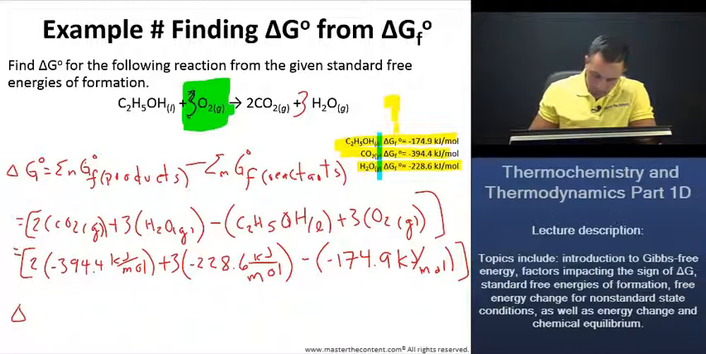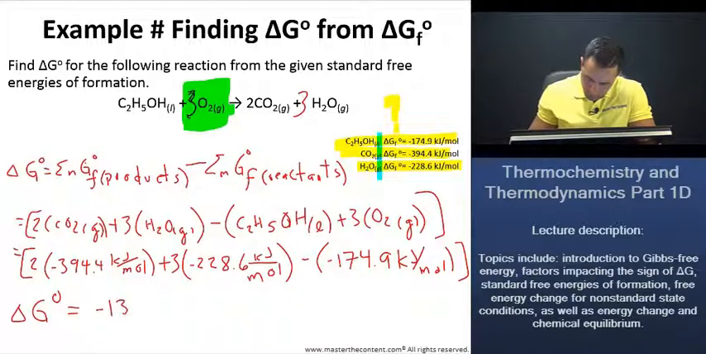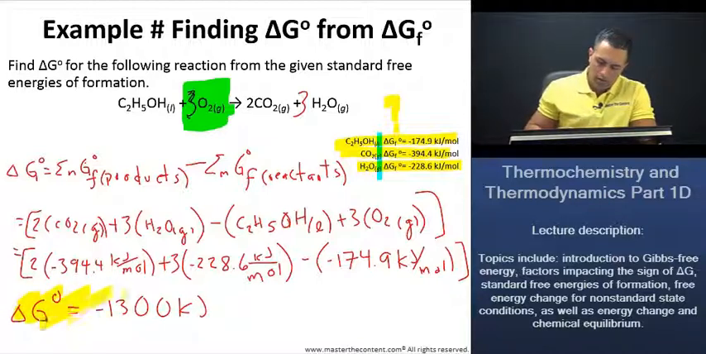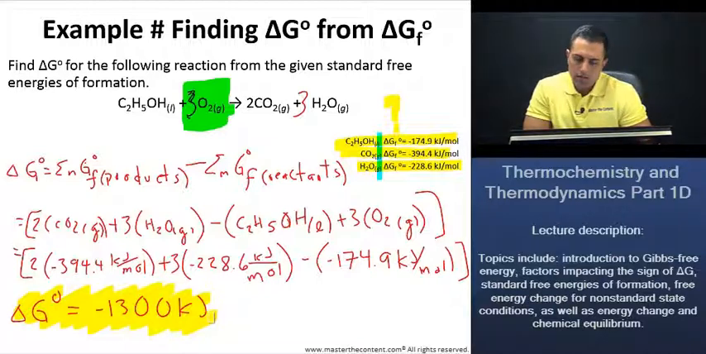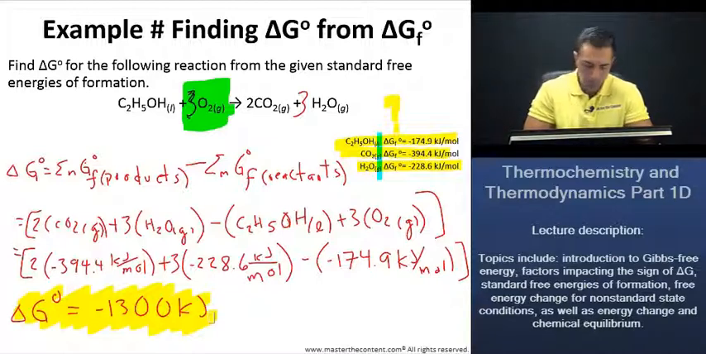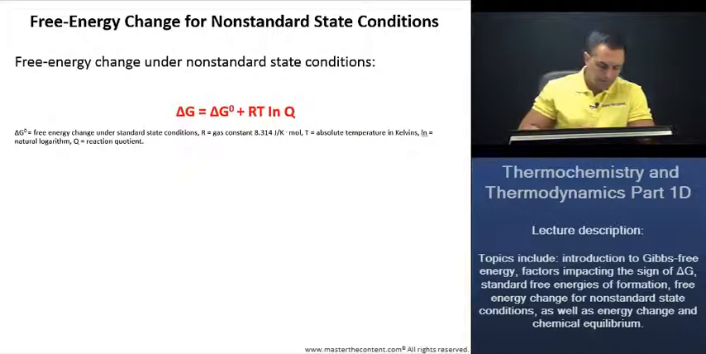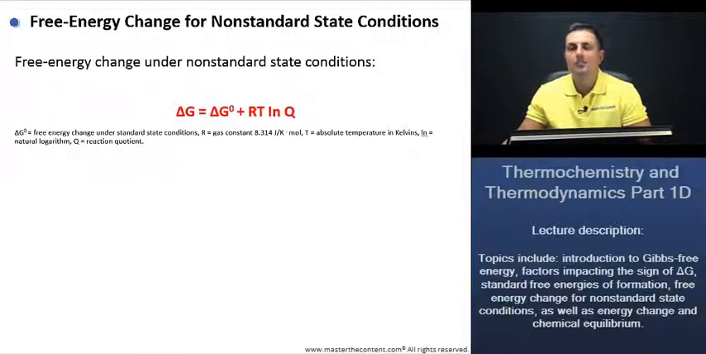Thus, when we go ahead and calculate this, we find that the standard free energy change is going to be negative 1,300 kilojoules. There we are. Wonderful. So that there is how we would find the standard free energy change from the standard free energies of formation. Wonderful. Let's proceed now to our next slide. Now we're going to be taking a look at free energy change for non-standard state conditions.